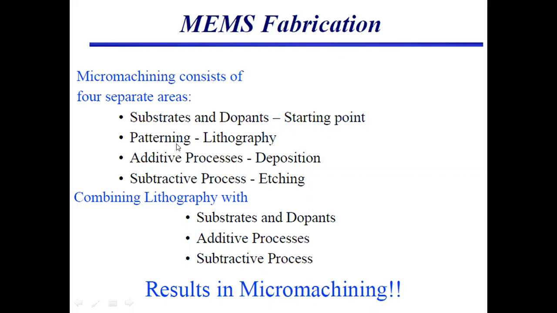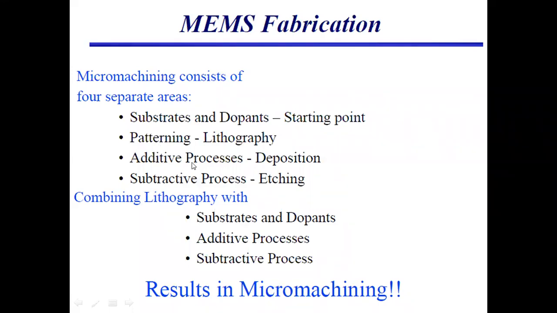After that, we have patterning. Patterning means we transfer the patterns from the mask onto the substrate. And that technique, which is used to transfer the shapes or features onto the substrate, is known as lithography. So with photolithography, normally we transfer the features from the mask onto the substrate.